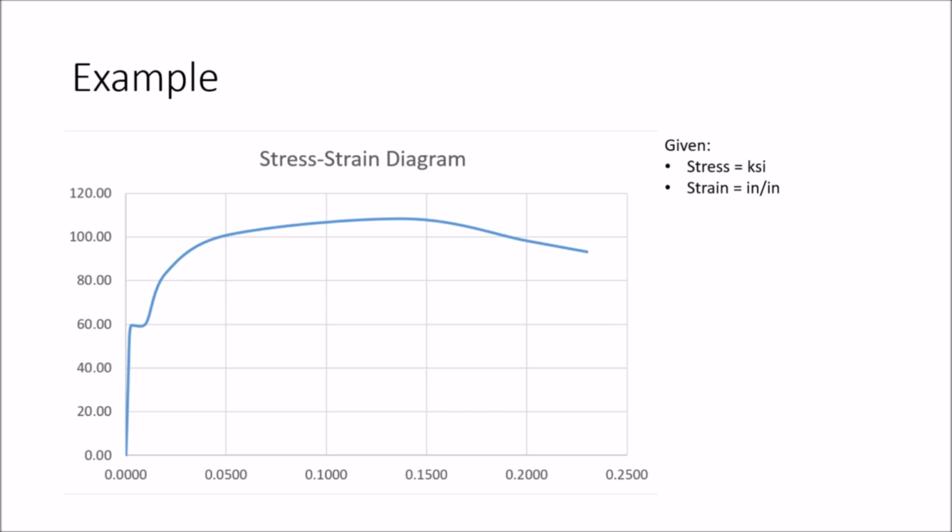Let's go over the important points that I previously mentioned. The yield stress is where the graph stops being linear and starts looking more curvy. The ultimate stress is the absolute maximum stress that the material will achieve before failure. Rupture stress is the stress that the material will fail at.